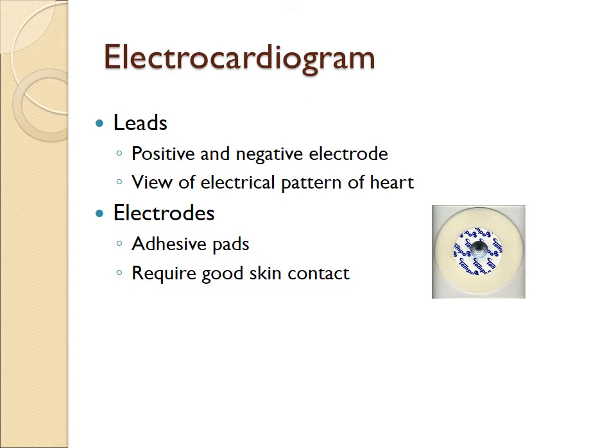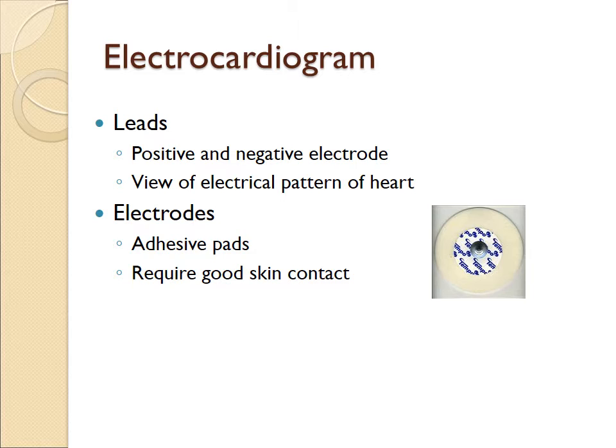So, where do the leads go? Well, negative is usually white, and positive is usually red, and then your ground color is either a black, a green, or a brown. The leads are going to record the electrical activity between 2 electrodes, and each lead has a negative and a positive electrode, and we're able to see that recording of the electrical activity between those 2 electrodes. So the placement of these electrodes will allow you to have a view of the heart. Depending on where you put that negative and positive, we'll be able to see the picture of that electricity going through the heart.